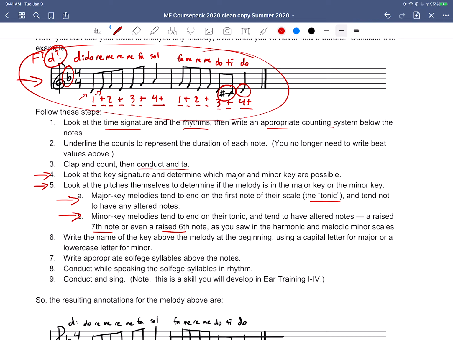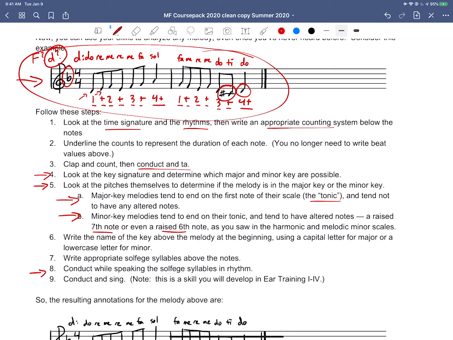In the ear training classes, you'll learn how to associate these syllables with particular sounds. But I'm just going to demo these remaining steps so you can hear what you're after. Step 8 says conduct while speaking the solfege syllables in rhythm. So that means you're going to conduct a 4 pattern for this one, and you're going to practice just speaking the solfege syllables. So here's how that goes.